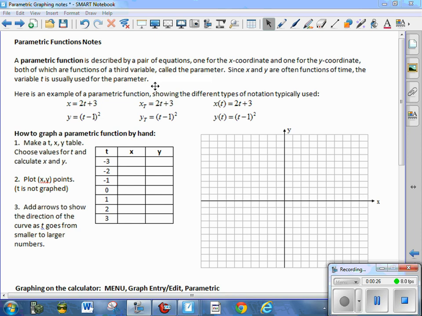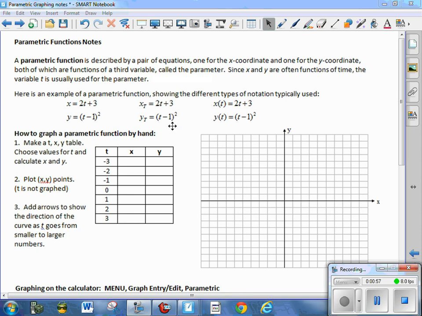These graphs are particularly useful for talking about how position changes as a function of time. So we'll look at some examples of that tomorrow. These all represent a parametric function. So this is a parametric function, a pair of equations. The only difference in the second two is just the notation. Instead of just saying x and y, this is x sub t, y sub t, or x of t, y of t. So we're saying that x and y are both functions of t.